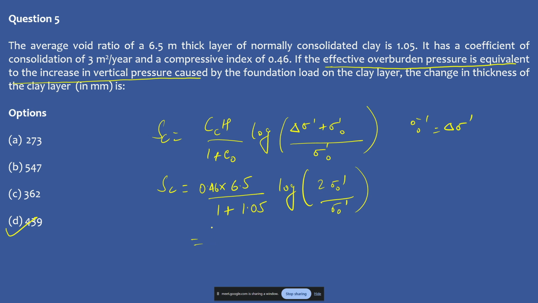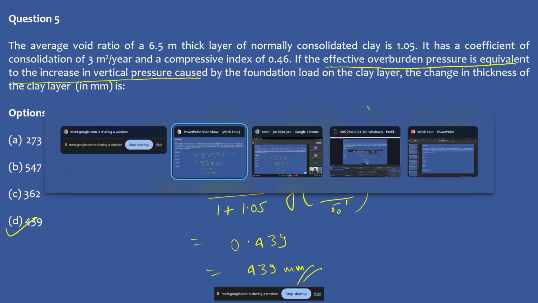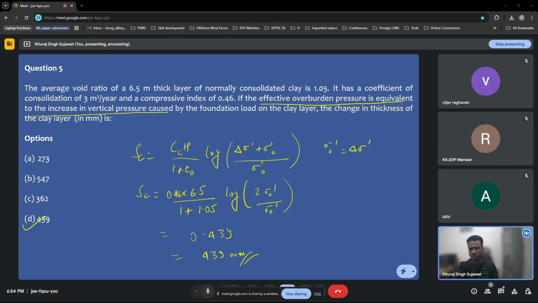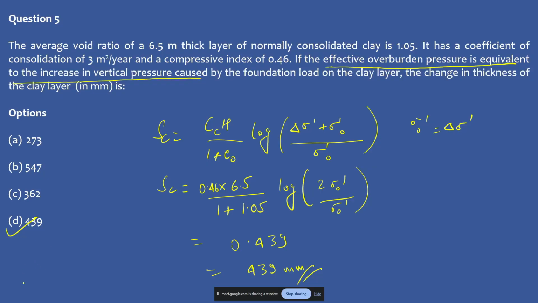So I think the answer which you are getting from this is, let me check. Log of 2 into 0.46 into 6.5, divided by 2.05. Yeah, so the answer is 0.439 meter, which is basically 439 mm. So the answer is 439 mm.